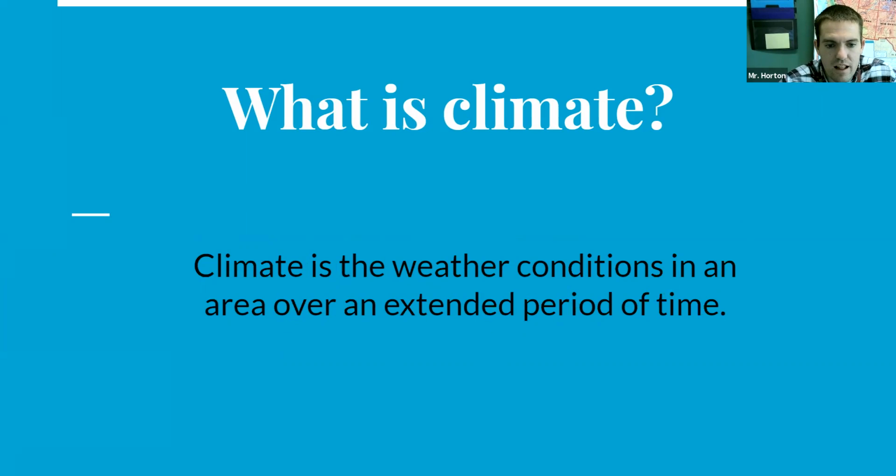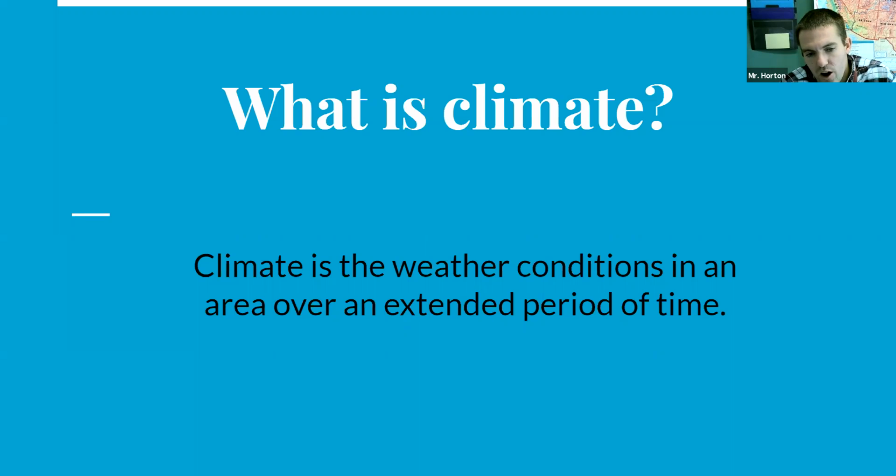So when we're talking about climate, it's basically the weather that you experience in a certain area, but it's the average weather over an extended period of time. Usually when we measure climate, we look at it by the year. So what's our weather like throughout the entire year?